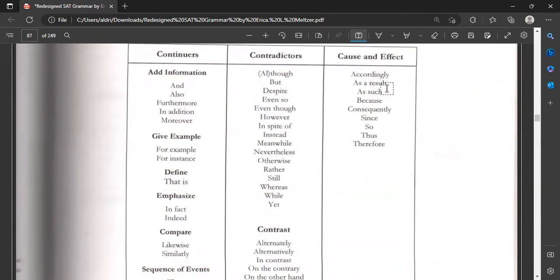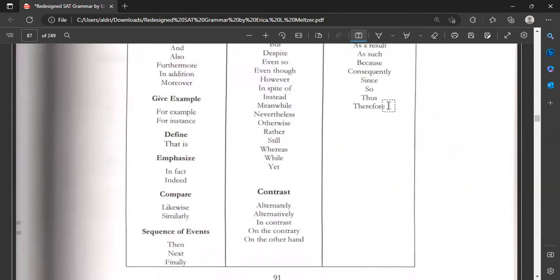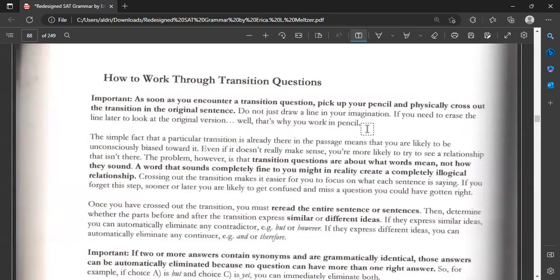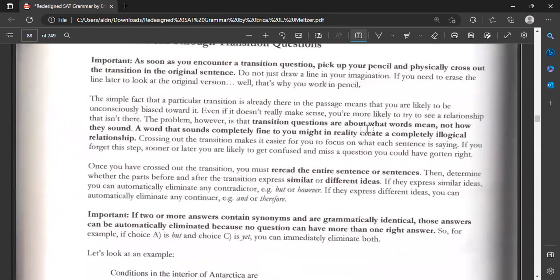Then you also have your cause and effects: accordingly, as a result, as such, because, consequently, since, so, thus, and therefore. All right, so how do you work through transition questions? Like I told you, you can literally pick up your pencil and cross out the transition, like I did there. You cross out the transition, and then you try to read, and then determine what's coming before the transition and what's coming afterwards.